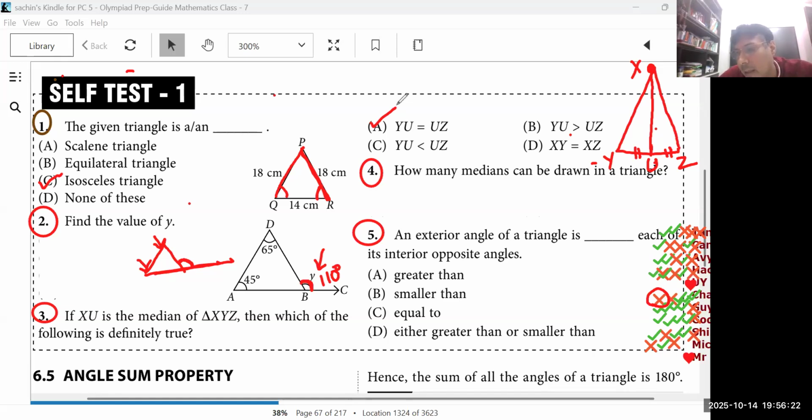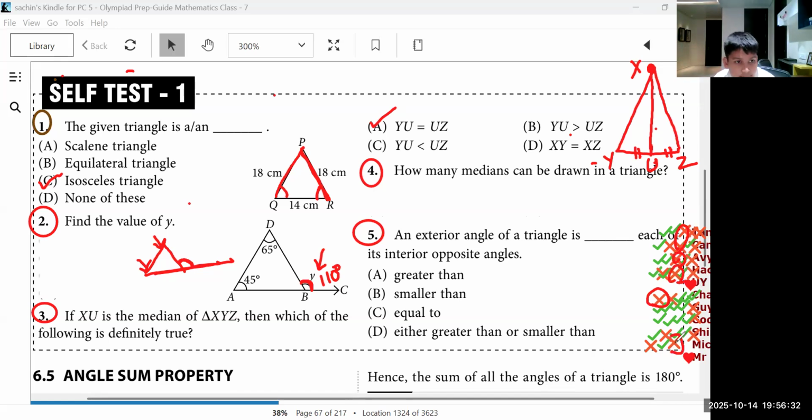Candy, you were absent, and Tanayasha was also absent. Avyan, did you understand? Avyan and Hacker? Yes, sir. And Mickey Mouse.